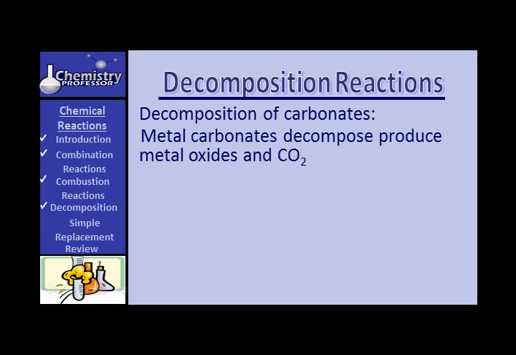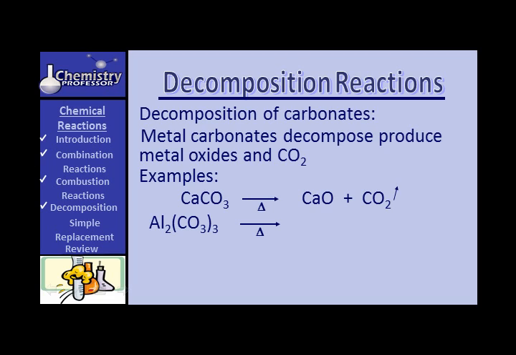Starting with the decomposition of carbonates. Now, metal carbonates decompose when heated to produce metal oxides and carbon dioxide. That's what they tend to produce. For example, if you take calcium carbonate and heat it, you should produce calcium oxide and carbon dioxide. Well, what about aluminum carbonate? You would predict that aluminum carbonate would form aluminum oxide and carbon dioxide. Got the idea? So your carbonates, in heating, will decompose to produce the oxides and carbon dioxide.